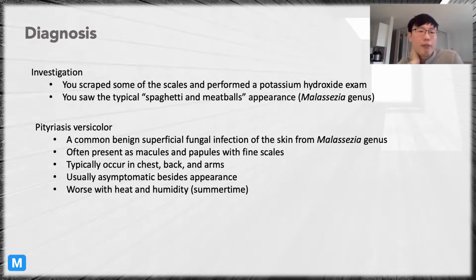It often presents with macules, and sometimes papules if the scales become thicker. The classic location is the upper chest and back, and sometimes the arms. Patients will mostly be asymptomatic. It's usually worse with heat and humidity, which is why patients say that when they sweat the rash becomes worse, or that every summer they have this rash.